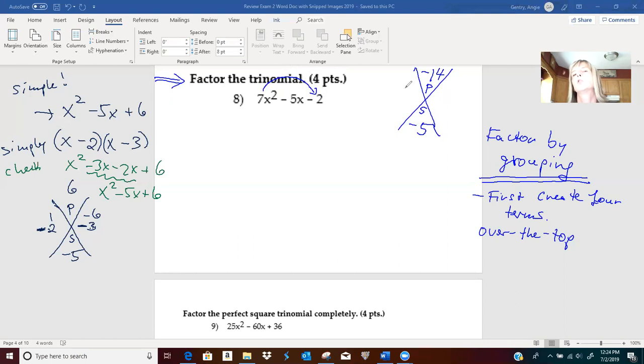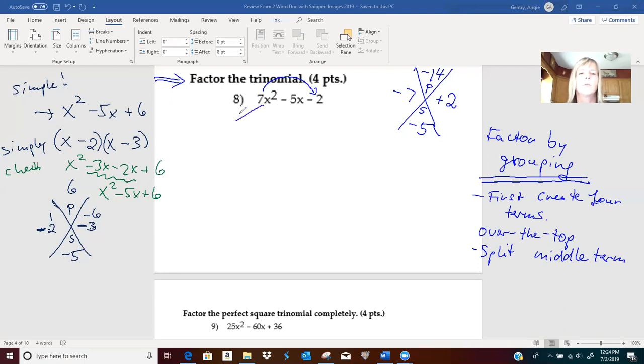So now we look for 2 numbers that give me negative 14 when I'm multiplying, and they give me a negative 5 when I add them. So I have a negative 7 and a positive 2. Negative 7 times 2 is negative 14, true. Negative 7 plus 2 is negative 5, true. So what I do with these is I split the middle term. And the book teaches this. It just calls it factoring by grouping.